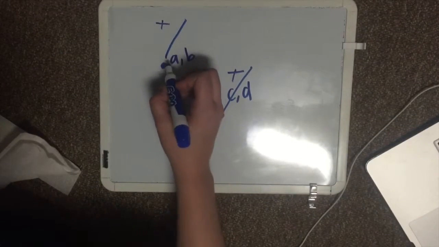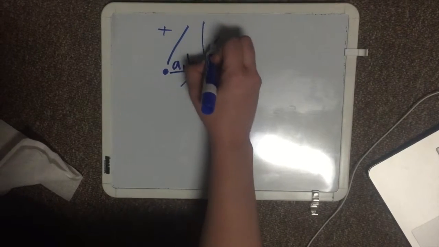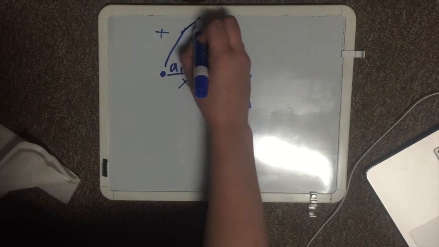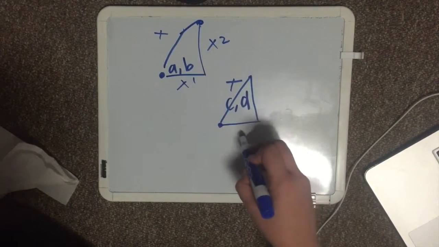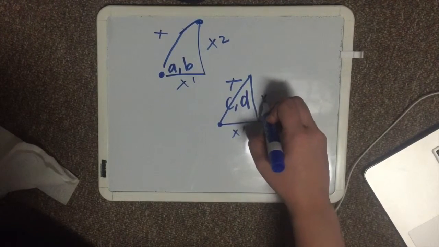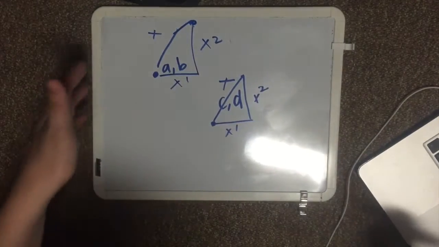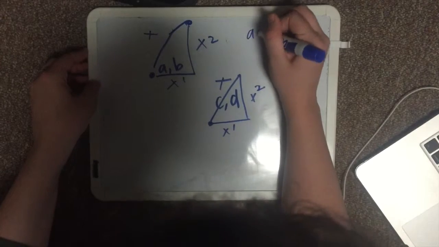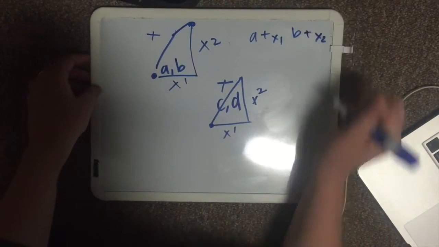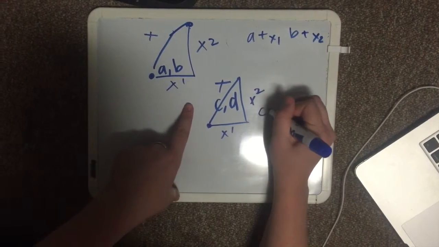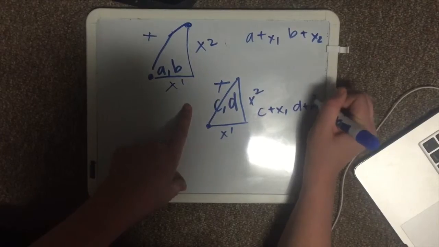So then we're going to translate this over x1 and up x2 to make it into the exact point, and do the same thing for this point over x1 and up x2. So for this new point, we're going to have 2 new equations, and it's going to be A plus x1 and B plus x2, and then down here it's going to be C plus x1 and D plus x2.